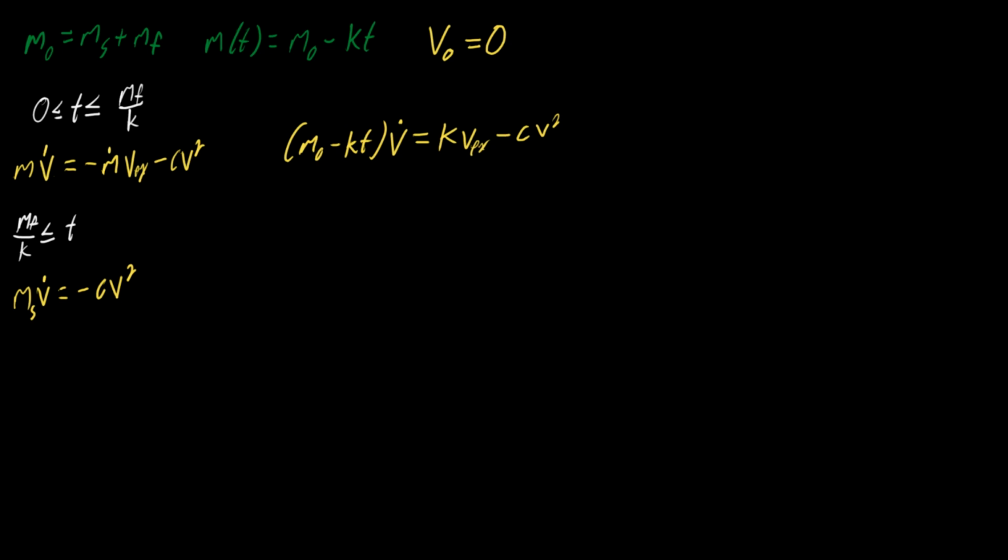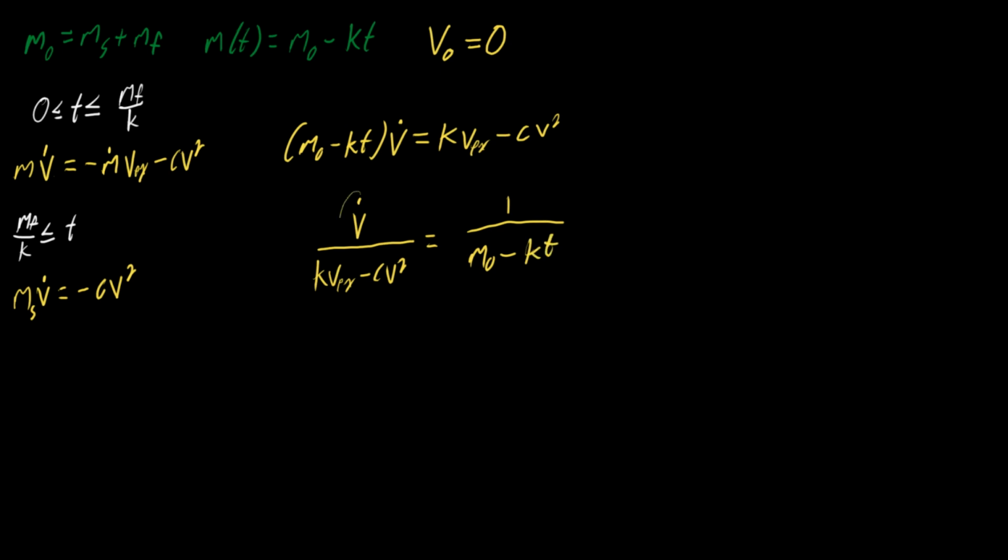So as you can see, writing it this way, the differential equation is clearly separable because we have just time here and we just have velocity here. So what we're going to do is move all the velocity stuff on the left side and all the time stuff on the right side. This is how I'm going to write it: v dot over (k v_ex minus c v squared) is going to be equal to 1 over (m naught minus kt).